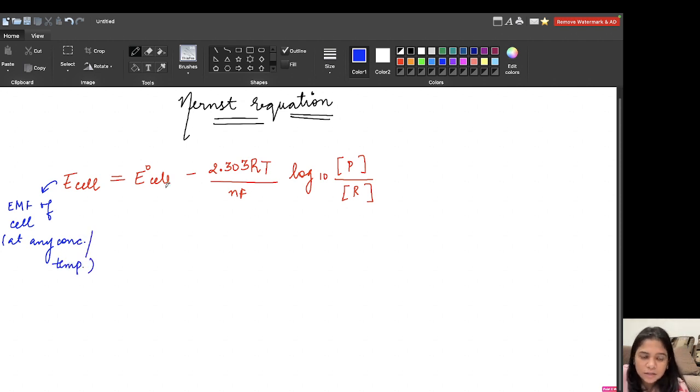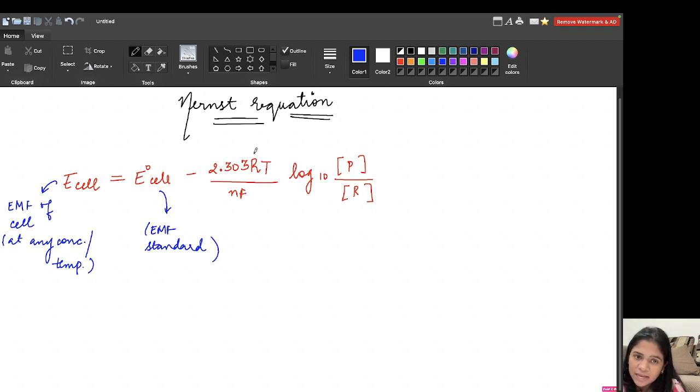At any concentration or temperature, E naught of cell is your standard EMF at fixed conditions: 1 M, 1 bar, and 25 degrees Celsius. So this is your fixed, standard EMF.